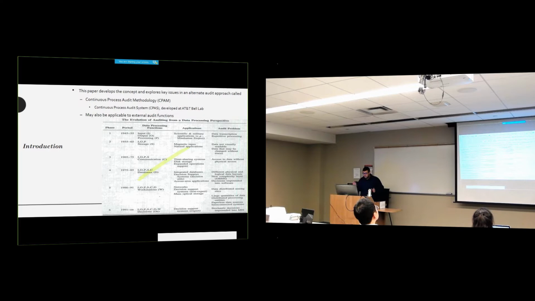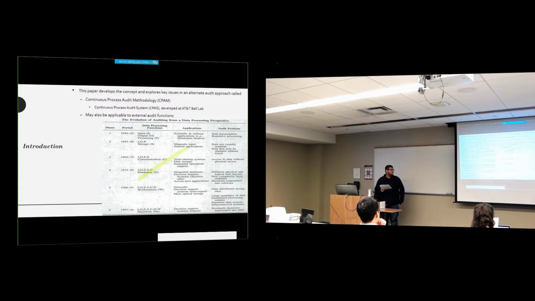So just to give you a history about the evolution of audit from a data processing perspective: from 1945 there are the input, output, and processing data processing functions, as shown here in the table. The applications were developed for scientific and military uses. One of the examples was the Manhattan Project. The problem with it was the data transportation and the repetitive processing.